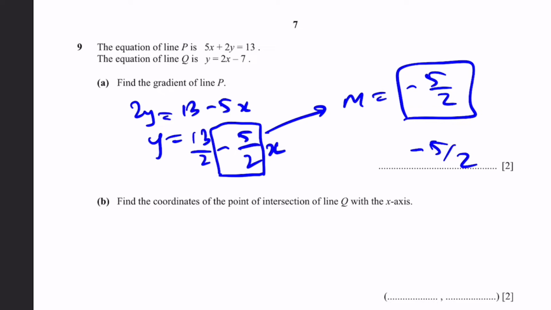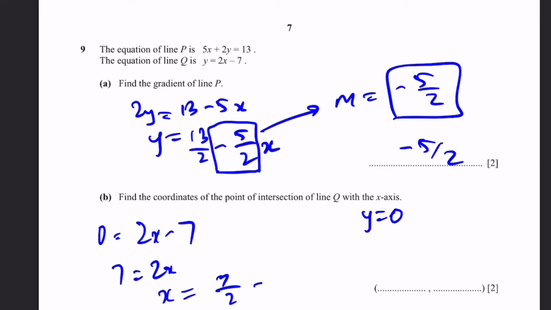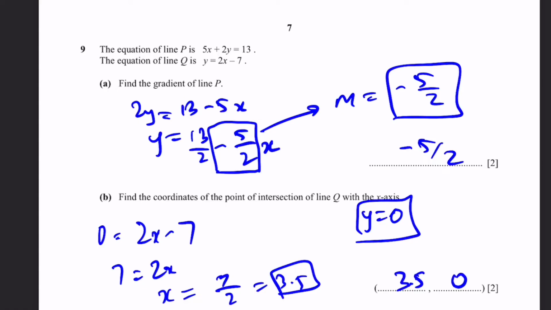Part B. Find the coordinates of the point of intersection of line Q with the x-axis. So this is basically the point where y equals 0. So 0 equals 2x minus 7. Note that we're dealing with line Q, not line P. So 7 equals 2x, and therefore x equals 7 over 2, which is 3.5. And if y equals 0, the coordinates are going to be (3.5, 0). That'll be the answer.